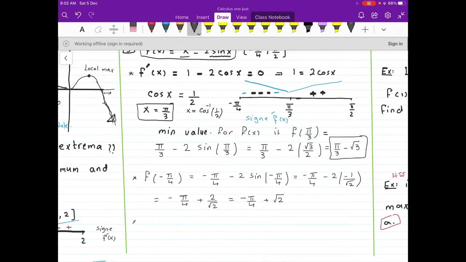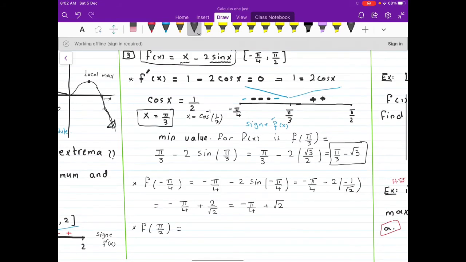Now find f of pi over 2. f of pi over 2 equals pi over 2 minus 2 sine of pi over 2, which is equal to 1.